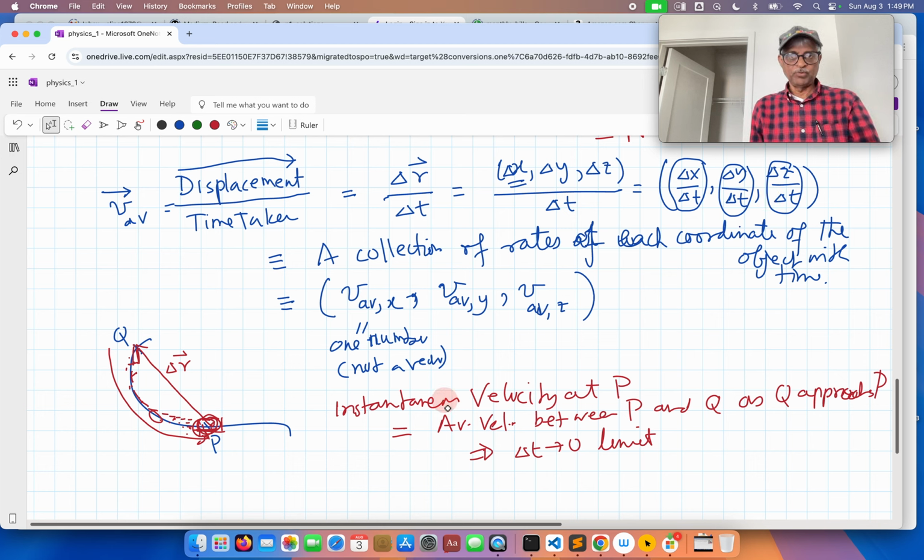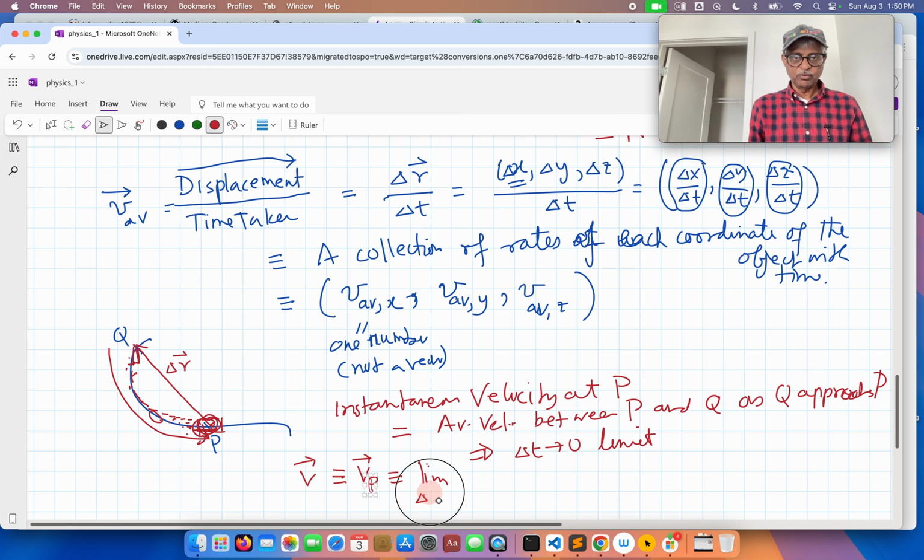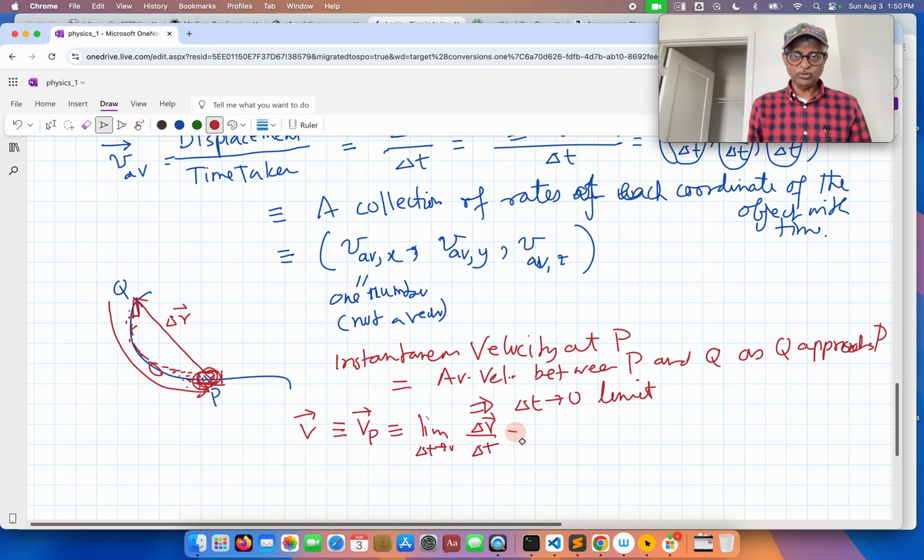So what are we going to get? We're going to write v, which is the same as v at p. So these are all the same things, okay? So this will be the limit as delta t goes to 0 of delta r over delta t. That makes it a kind of derivative. So this will be dr dt.